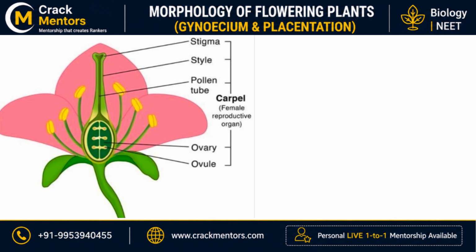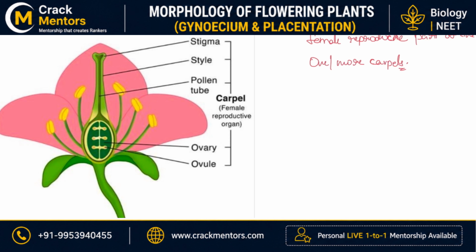Gynoecium is the female reproductive part of the flower. Now, discussing gynoecium: this is the female reproductive part of the flower. It is made of one or more carpels.